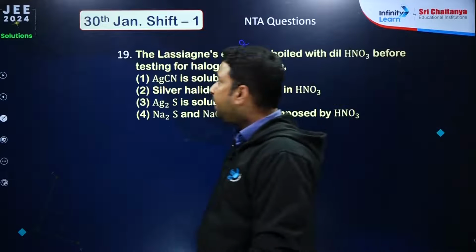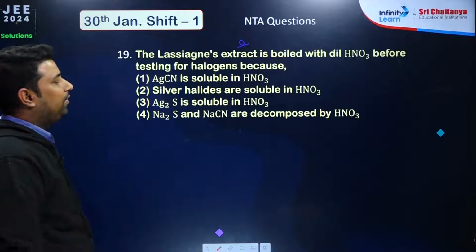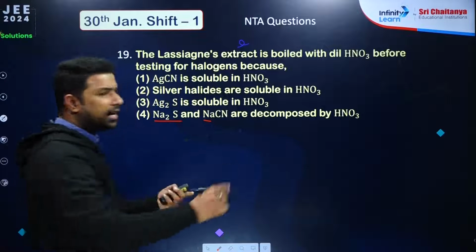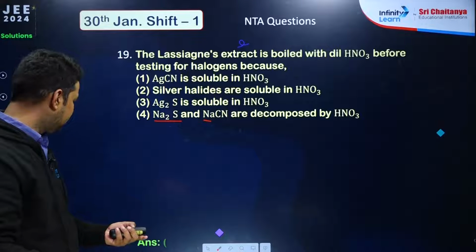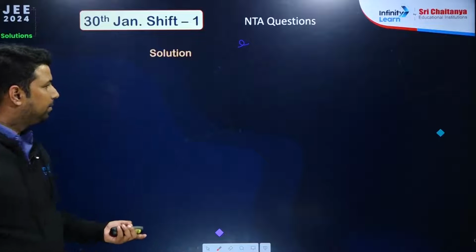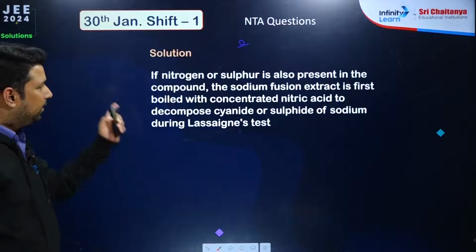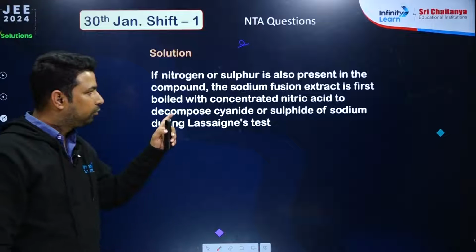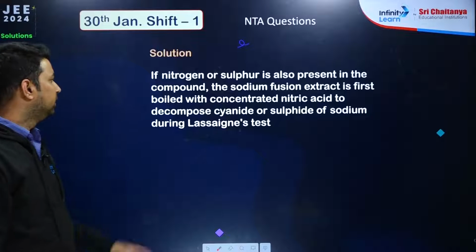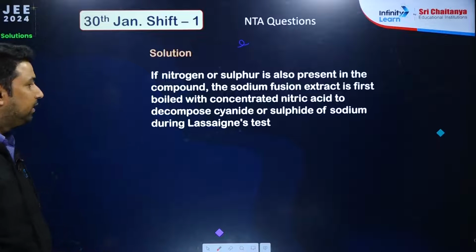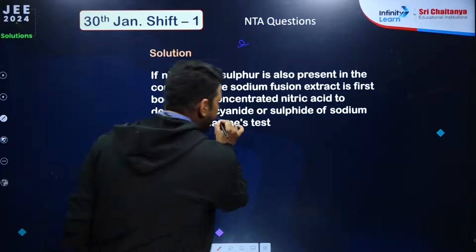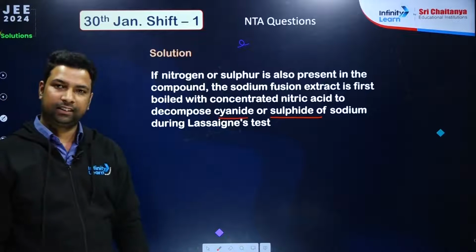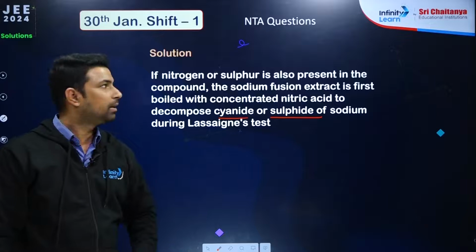Okay. Question number 19. The Lassaigne extract is boiled with HNO3. Simply, it decomposes Na2S and NaCN, directly given in NCERT. So the answer will be the 4th. And the complete explanation is like that. If nitrogen or sulfur is also present in the compound, the sodium fusion extract is first boiled with concentrated nitric acid to decompose cyanide or sulfide of sodium during the Lassaigne test. Okay. So this was the explanation.